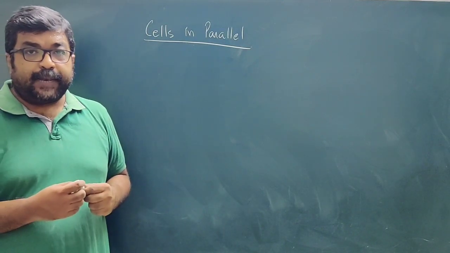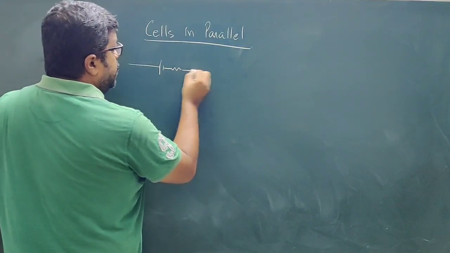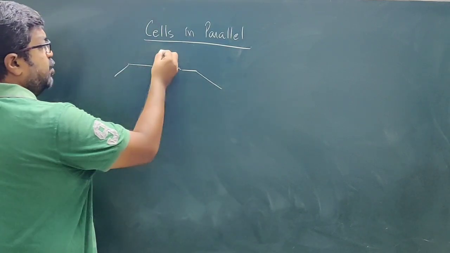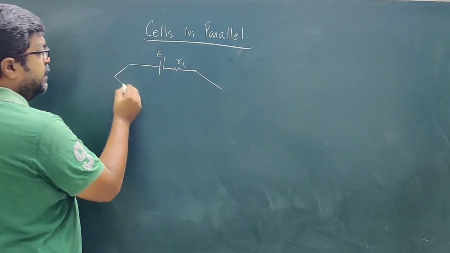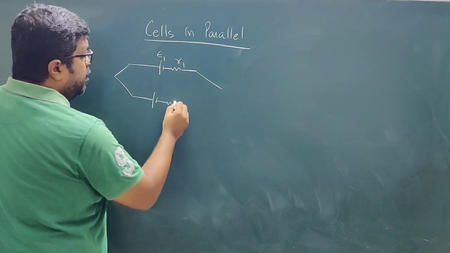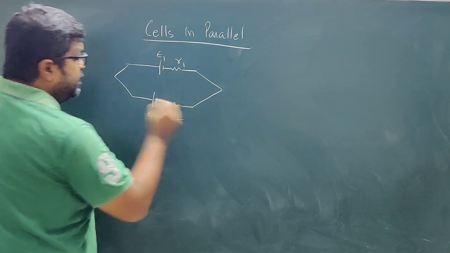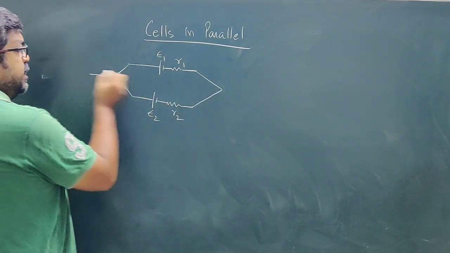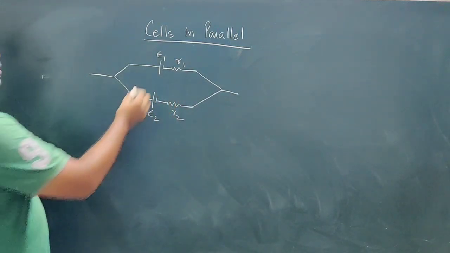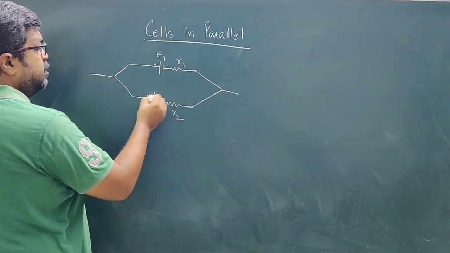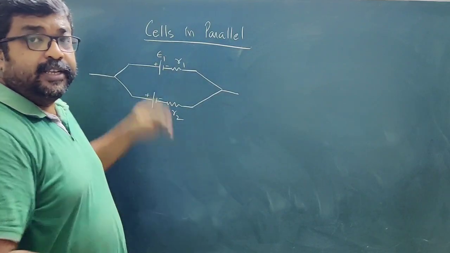Grouping of cells in parallel. So for that we have two cells. Suppose this is a cell of EMF E1, internal resistance R1. Another cell of EMF E2, internal resistance R2. So this is the grouping of two cells in parallel. So this is the positive terminal, negative terminal, positive terminal, negative terminal. Positive terminals are on one side, negative terminals are on the other side, same side.